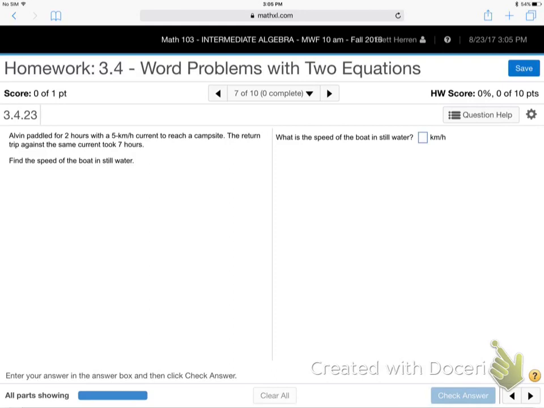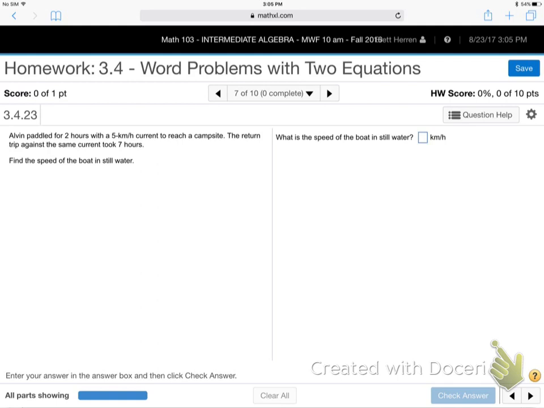All right. Alvin paddled. I'm just going to leave that. I'm not going to write it all out. Alvin paddled 2 hours, blah, blah, blah. Return trip, same current. Yeah, the difference here, the trick on this one, is you've got a current going on. If you took Math 201, you did some of these. You probably didn't do these kind. This is going to push us a little further.